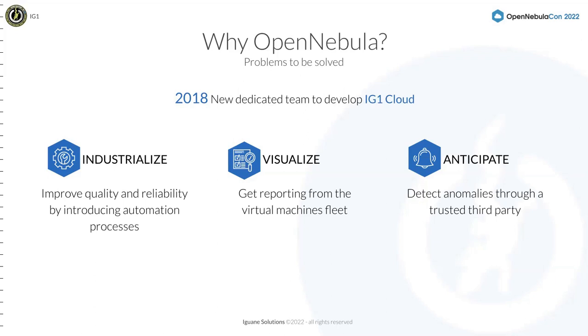We wanted to accelerate deployment, so industrialize, and improve the quality of our service and the reliability by introducing automation processes and standards. The second problem to be solved is to visualize. We want to get reporting for the entire virtual machine fleet, for us and also for our customers, in a dedicated portal. And also, obviously, security.